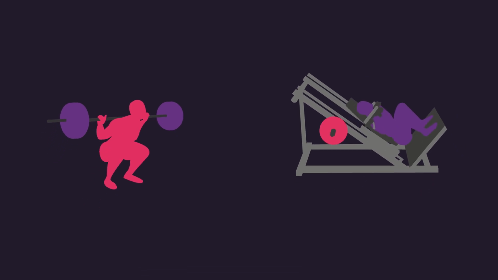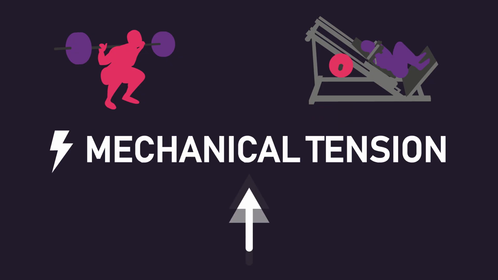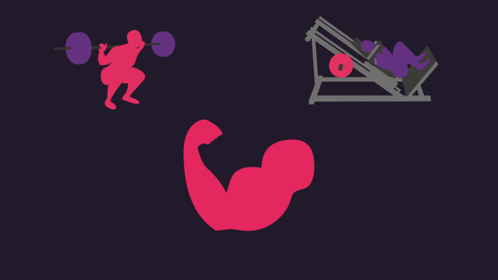To return to the overall point, both free weights and machines have the ability to produce high amounts of mechanical tension, likely explaining a big part of why they can produce similar hypertrophy.